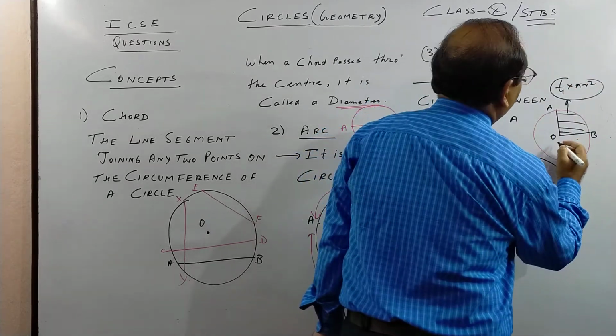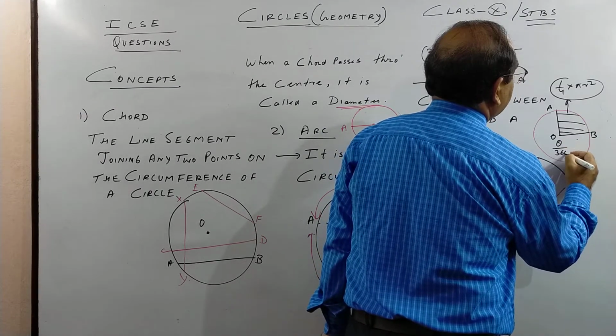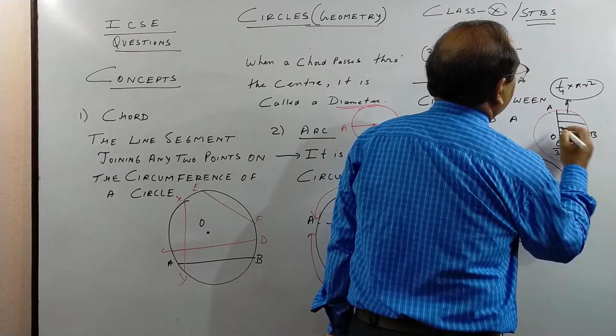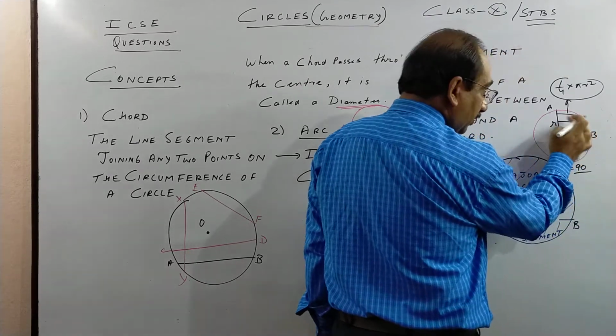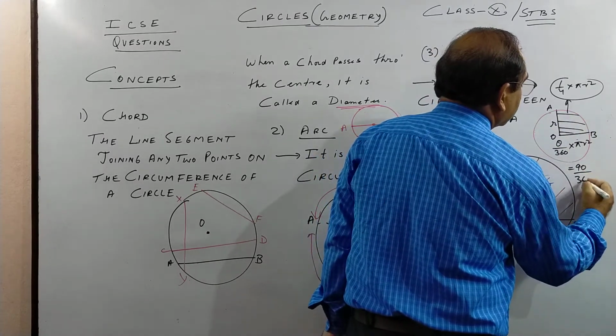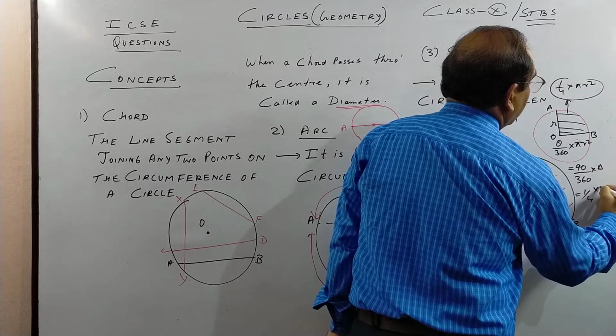Or another way, if you want to find the area, it is theta by 360 into pi r square, where r is the radius. So theta here is 90 degrees. So the area of this is 1/4. 90 upon 360 will give you 1/4. Then you take the area of the circle, pi r square.